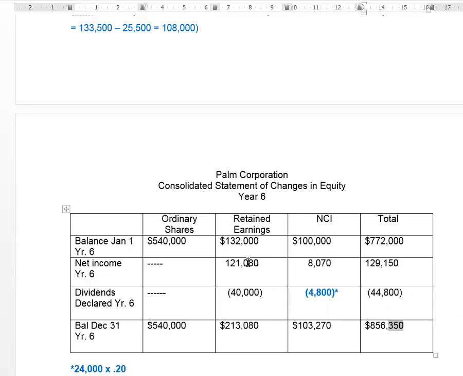So you can see here, if we add across, we have numbers in each of these columns, which is going to give us $856,350. Or we can add the columns here and come up with the same row total and column total, which is $856,350. So this concludes our video on our question. I hope you found it valuable.